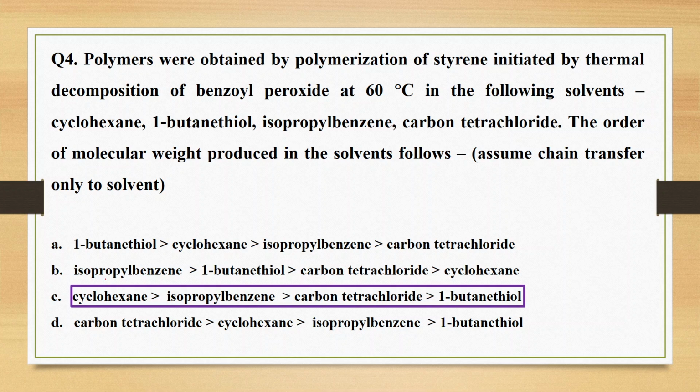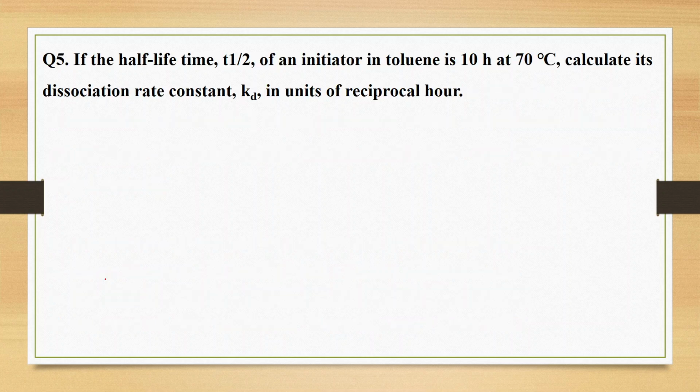Okay. So, let us move to the next question. This is a very easy one. It states: if the half-life time, that is T half, of an initiator in toluene is 10 hour, calculate its dissociation rate constant Kd in the units of reciprocal of hour, that is hour inverse. Okay, this is a very easy question. I will give like 30 seconds or so and just try to solve it.